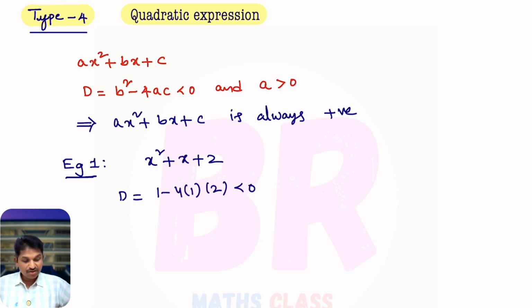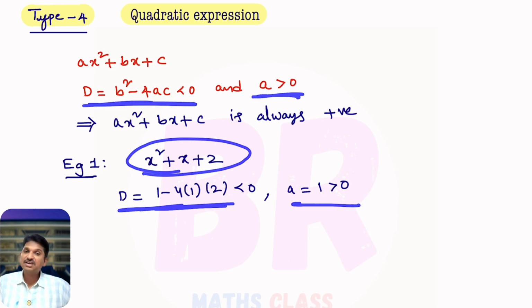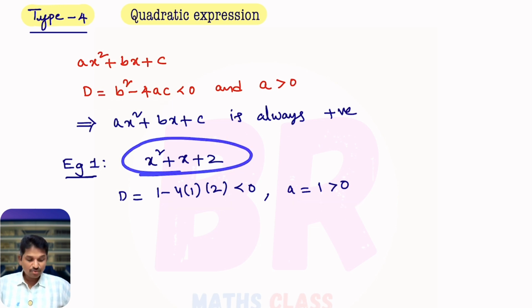This is negative. Discriminant is negative. 1 minus 8, minus 7, it is negative. And what is a? A is the x square coefficient. X square coefficient is 1. 1 is greater than 0. So this quadratic expression satisfies this condition: D is less than 0, a is greater than 0. In this case, this x square plus x plus 2 is always positive.